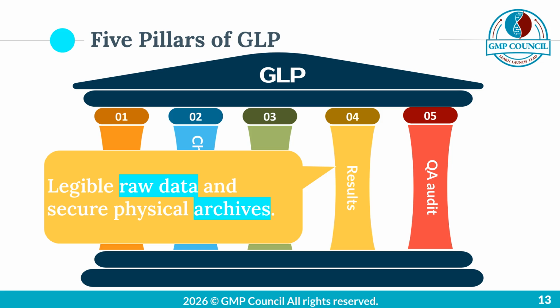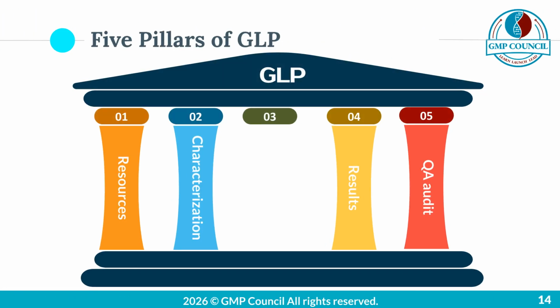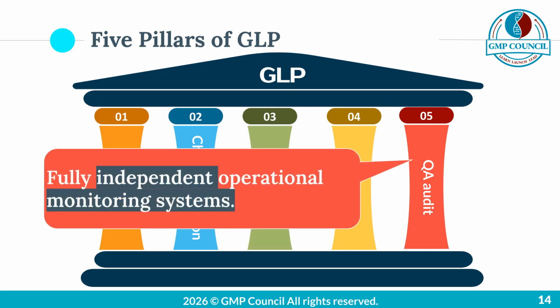That brings us to Pillar 5. Pillar 5 establishes quality assurance audits to deliver fully independent monitoring of all GLP activities. QA auditors operate completely independent of study execution, so they can evaluate procedures, facility logs, and reports without bias. They act as our internal safety net to identify and correct compliance gaps long before a regulatory inspector sets foot in our building.